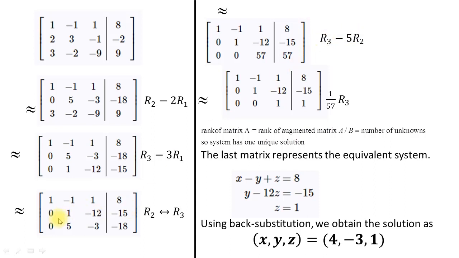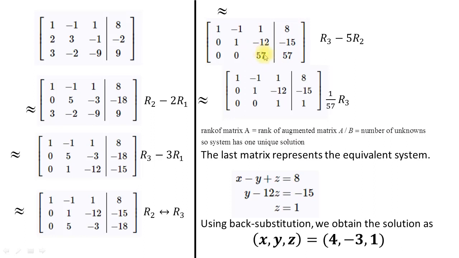Multiply R2 by 5 and then subtract the result from R3. 5 multiplied by 0 is 0, 0 minus 0 is 0, and 5 minus 5 is equal to 0. Then 5 times 12 is 60, and 3 minus 60 plus 60, we obtain 57, and similarly at the bottom we obtain 57.